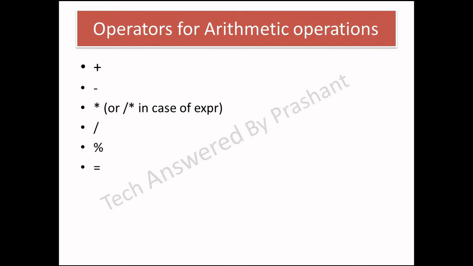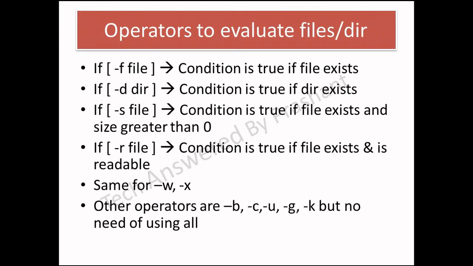I will just explain the multiplication. In case we are using the expr command, which is a mathematical expression command in Linux shell, then we will use this functionality to multiply any number with any number. This may or may not work. Next is double equal. These are self-explanatory. I will not explain the operators in arithmetic operation.